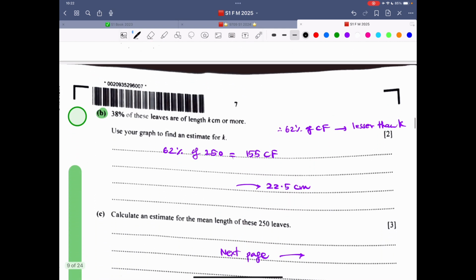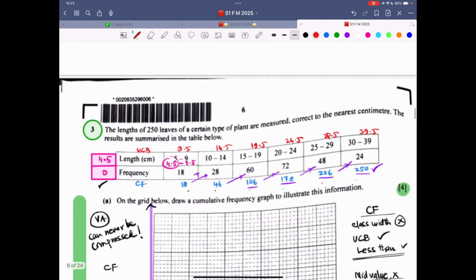And then it says 38% of the leaves are of length k or more. For cumulative frequency, it is less, so you translate it to lesser than. That means 100 minus 38 is 62%. 62% of cumulative frequency, if I read the value from the x-axis, because cumulative frequency is on the y-axis. So from y-axis to x-axis, 62% of cumulative frequency, that is 250, correct?